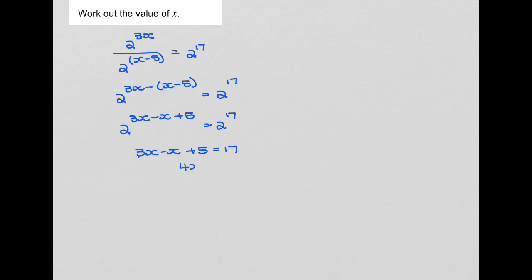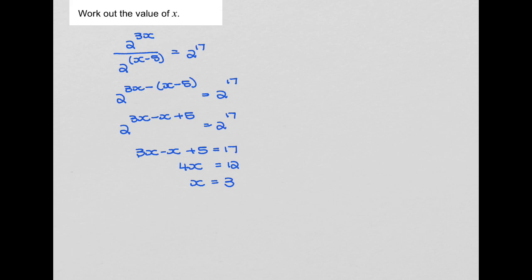So I've got 4x is equal to 12, right? How did I get the 12? I took that 5 across and I said 17 take away 5, and that gave me 12. Then I divide by 4 on both sides, and x equals 3.